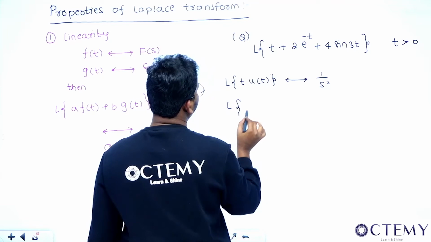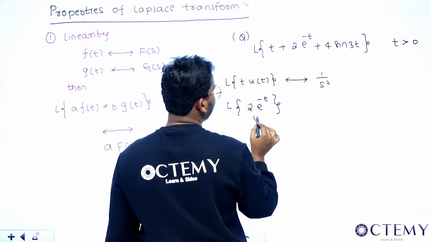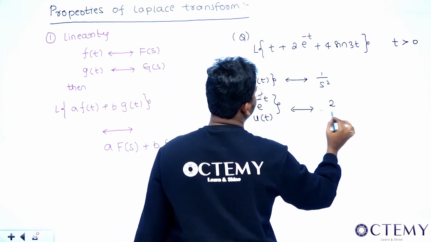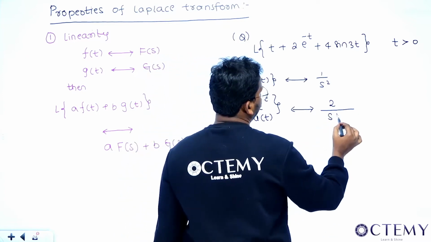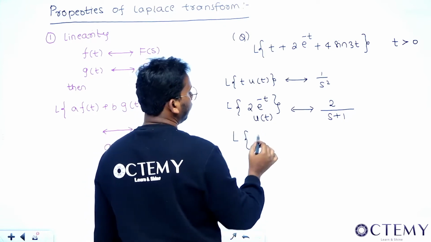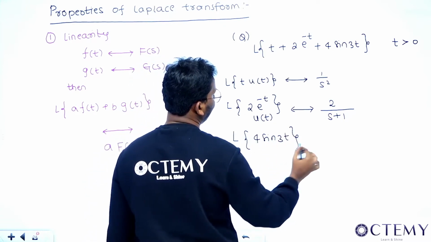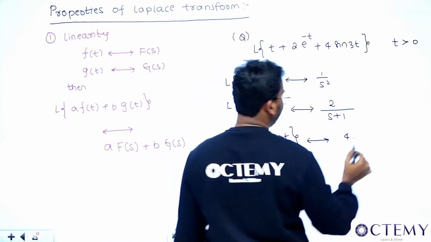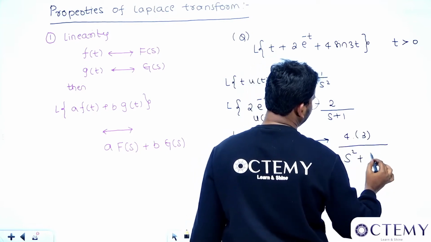Similarly, Laplace of 2 into e power minus t u(t) is what, sir? This 2 will come as it is, and this is basically 1 by s plus 1, right? And the Laplace of 4 sine 3t is how much, sir? 4 sine 3t is basically, this 4 will be there as it is, and 3t will give 3 divided by s square plus 3 squares.